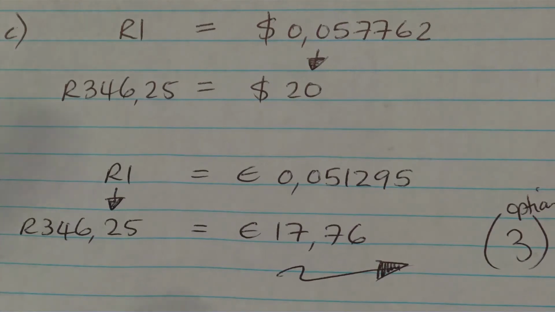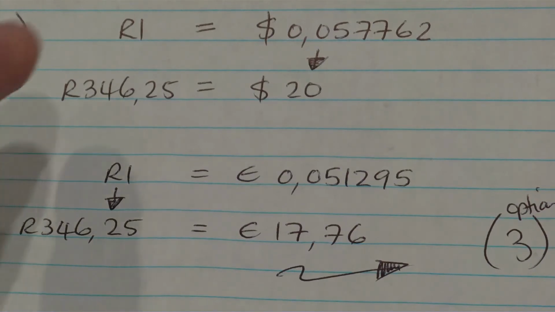Number C was a little bit trickier still, because they want you to convert dollars into euros, and there was no conversion that they gave you that did dollars to euros. They only gave you dollars to rands and euros to rands. So this is a double barrel question. To go from dollars into euros, first we must go from dollars into rands, and once we've got the rands, then we go from the rands into the euros. Okay, so the first thing you've got to do is convert that $20 into rands.